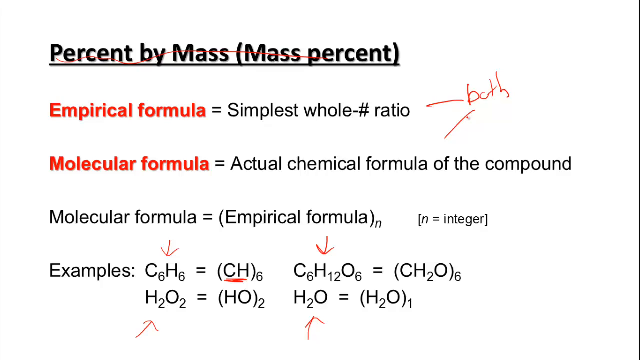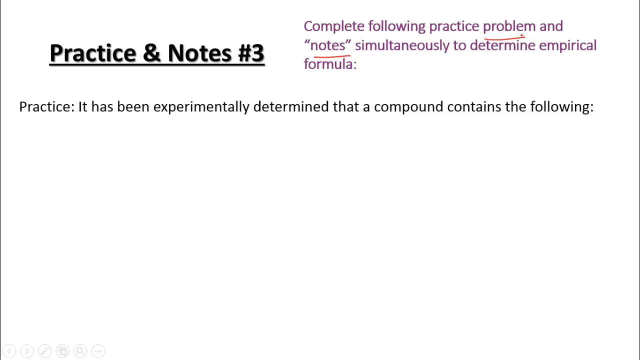Alright? Big idea here is that we're using percent by mass data, and we're going to turn that into an empirical formula here in a little bit. And eventually in the next video, you'll learn how to turn empirical formulas into molecular formulas. Okay, so that's the big idea. Percent by mass into empirical, then into molecular. So let's do a little practice problem here. And we're going to complete this simultaneously with notes while we actually do the problem. So here's the question.